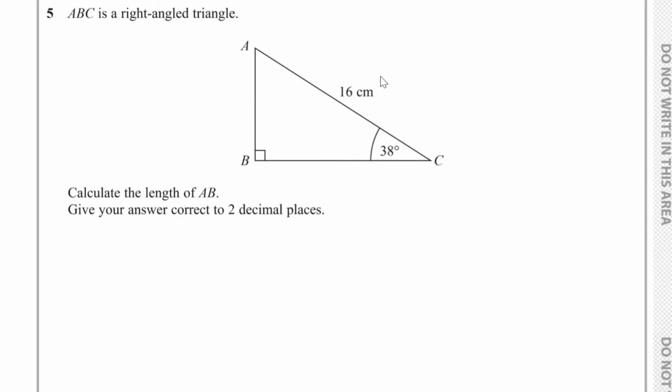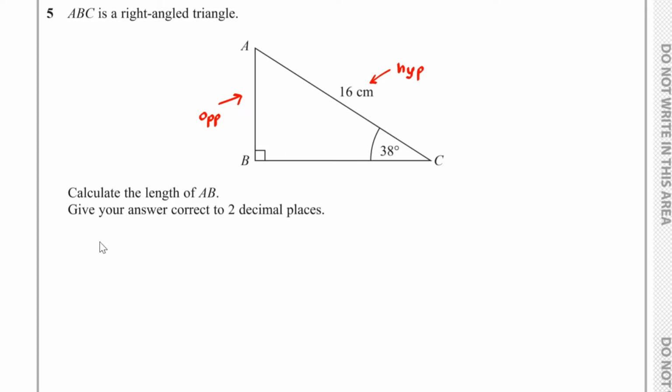The first thing we do with this right-angled triangle is recognize that this 16 centimeters is opposite the right angle, it's the largest side, and therefore AC is the hypotenuse. We're finding out AB. AB is the opposite. What connects the hypotenuse to the opposite is the sine.